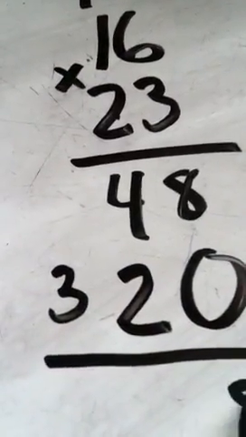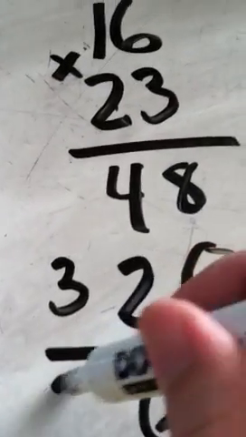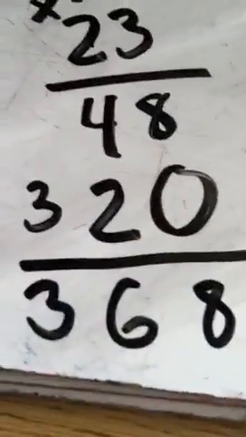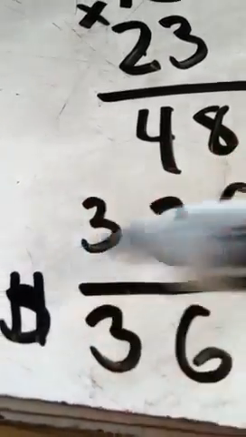You have 8 plus 0 is 8. 4 plus 2 is 6, and then you're going to bring down your 3. So your final answer should be 368, and that is in dollars.